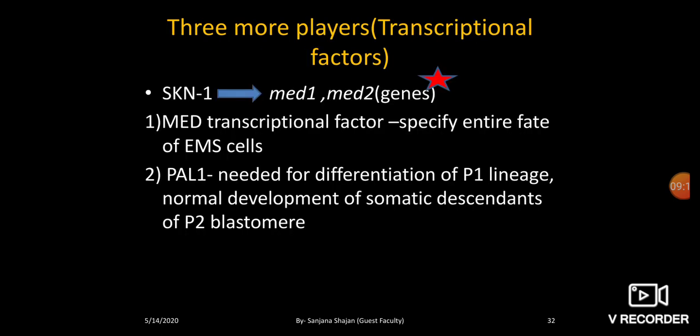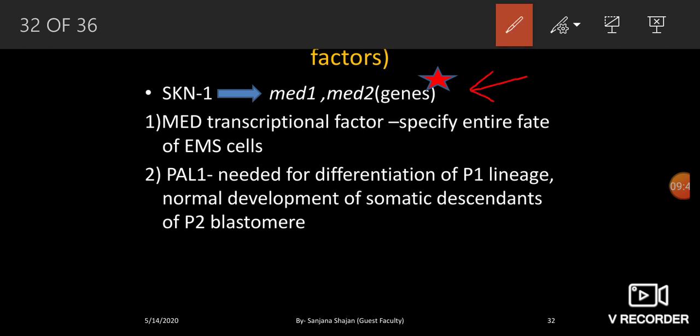In this whole autonomous specification, there are three players which are very important. These are the transcriptional factors. You have the SKN1 transcriptional factor, which activates maternal proteins, and it also activates the transcription of two genes. I represented it like a star here, just to show the activation. It will activate the MED1 and MED2 genes, whose products are also transcriptional factors.